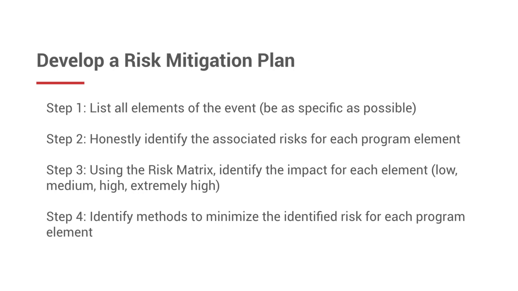Step 2 is to honestly assess the potential risks associated with each of these program elements. As mentioned earlier, think of all the negative potential outcomes or effects that could result from those program elements. Step 3 is to use the risk matrix to identify the potential risk impact for each element as low, medium, high, or extremely high. And the fourth and most important step is to identify all of the methods and safety protocols you plan to put in place to reduce the potential risk of each program element.